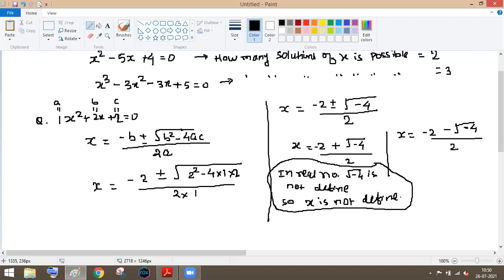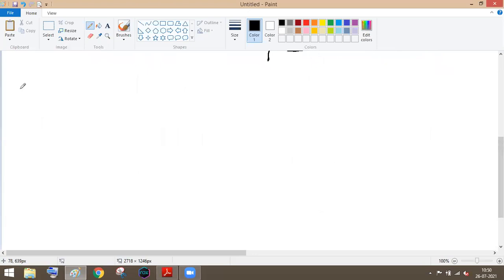But we know that the degree of the quadratic is 2, क्वाड्रेटिक का डिग्री 2 है, so we need 2 solutions. But what will be those 2 solutions? For those 2 solutions, mathematicians solved one problem, and that problem was this.